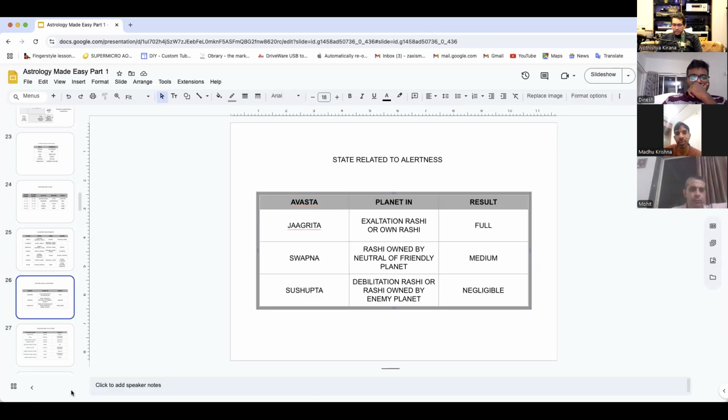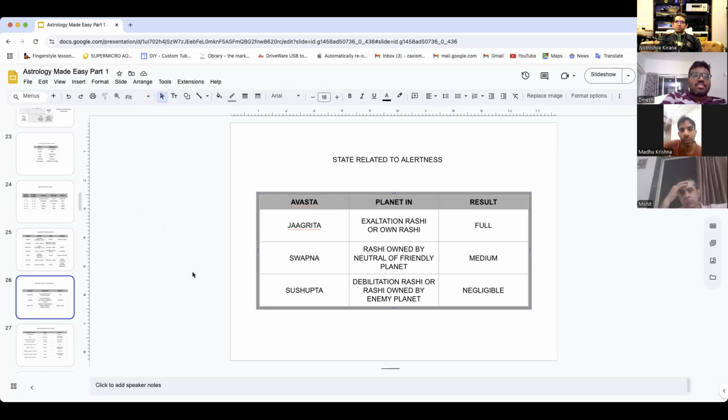Tell me anything else. This Sushupta is a bit confusing. For example, Mangala in Shani's house, Makara. He becomes debilitated in Karka, and in Makara he is exalted, which is Jagrata avastha. But at the same time he is in a Rashi owned by an enemy planet, so he becomes Sushupta. So both are there.